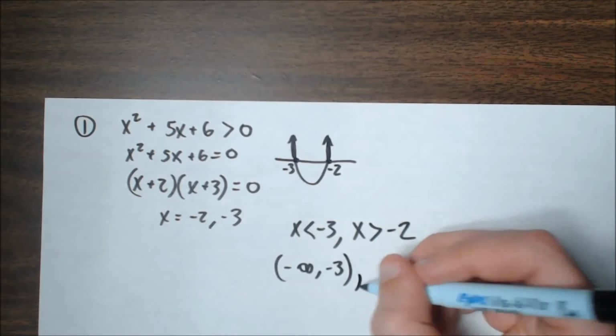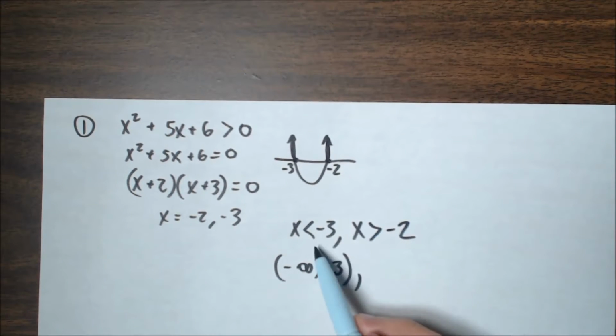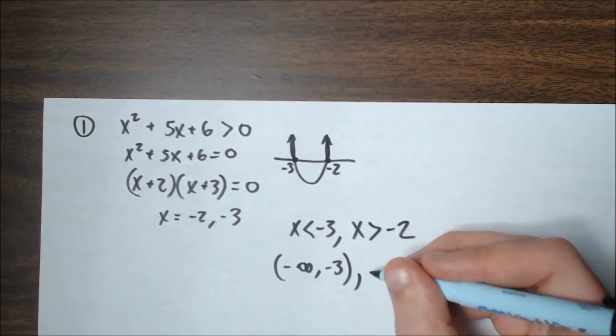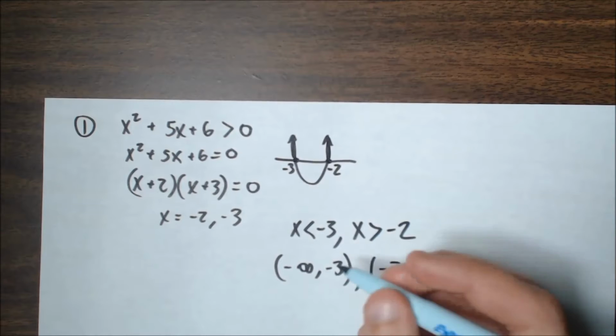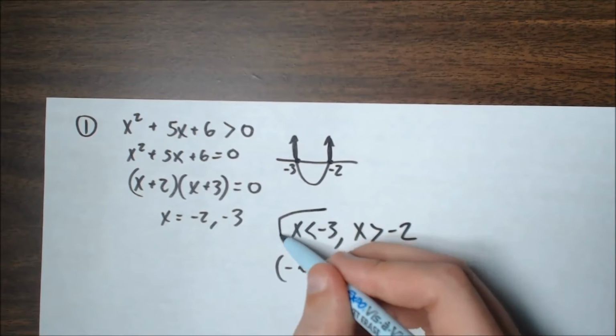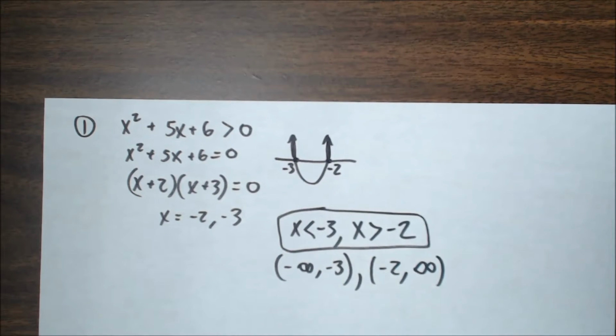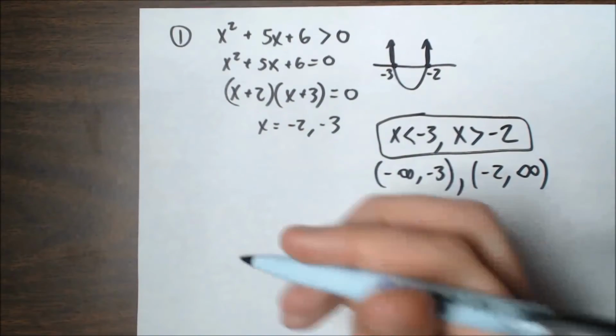Okay, using the other notation, we'd say negative infinity to -3, using round parentheses on both sides this time. Notice I didn't use equal signs here because there's no equal sign here. Then -2 up to infinity. Either one of these answers is fine. This is how I usually do it. Either one's acceptable.